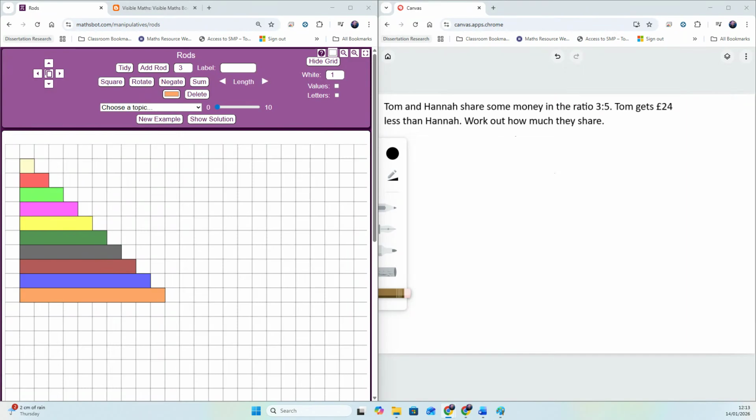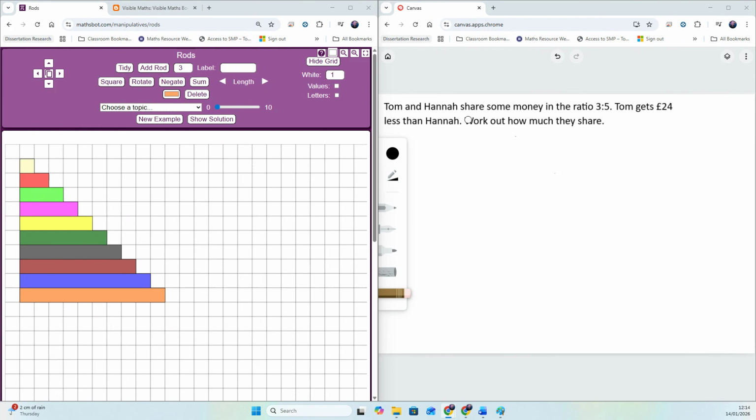I've already filmed the video on sharing in a ratio where the part is known, which for me is where we should start with exploring sharing ratio with pupils. So if you haven't watched that video, you may want to go and watch that first, because that's the one for me where we should start, and I make my reasons for that clear in the video. Next, we're looking at sharing in a ratio where the difference is known. And for me, it doesn't actually matter whether we look at when difference is known or when total is known, but I would definitely start with sharing where a part is known.